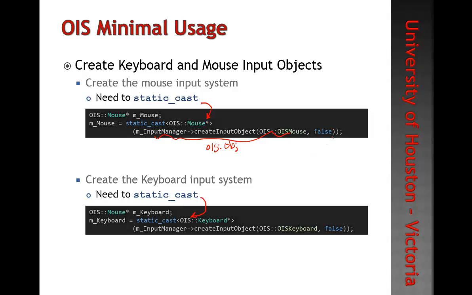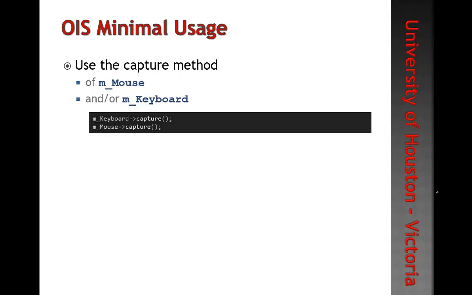The second parameter in the create input object specifies whether or not you want it to be buffered. And this will basically create your input objects there. Finally, once our input objects are created, mouse and keyboard, then we can use the m_mouse and m_keyboard pointers to call the capture function.